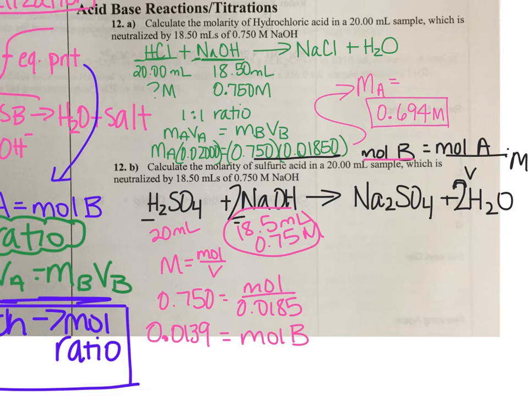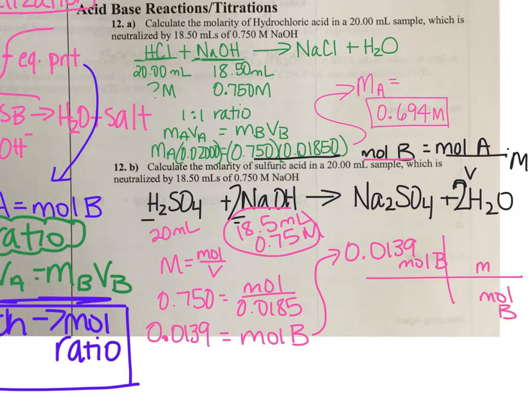So now we want to know, but how many moles of acid does that make? So what we're going to do is start with our 0.0139 moles of B. We want to relate it to our moles of our acid. What is the molar ratio between those two? It's a 2 to 1. So we're going to put the 2 down here, the 1 up here.